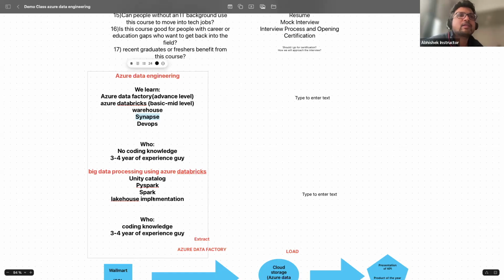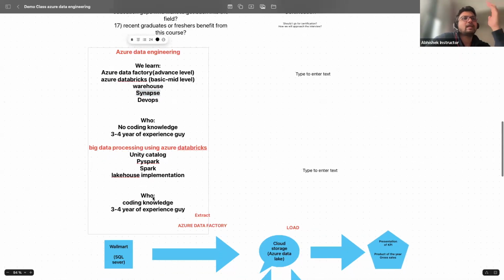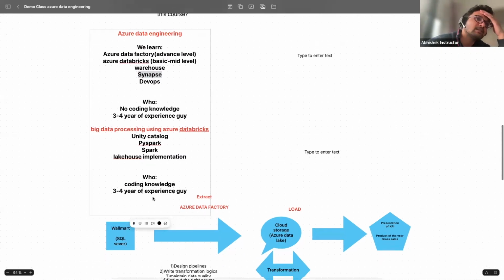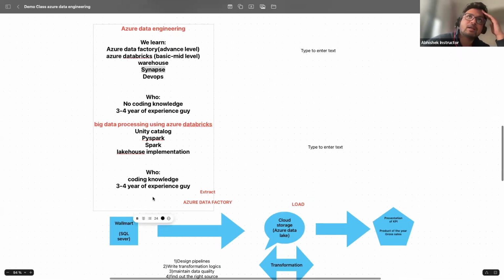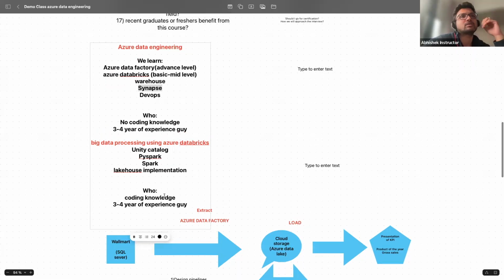And suppose you don't have SQL and Python knowledge, then we are offering you free SQL classes, right? You can opt for that, and then also enroll for this course.